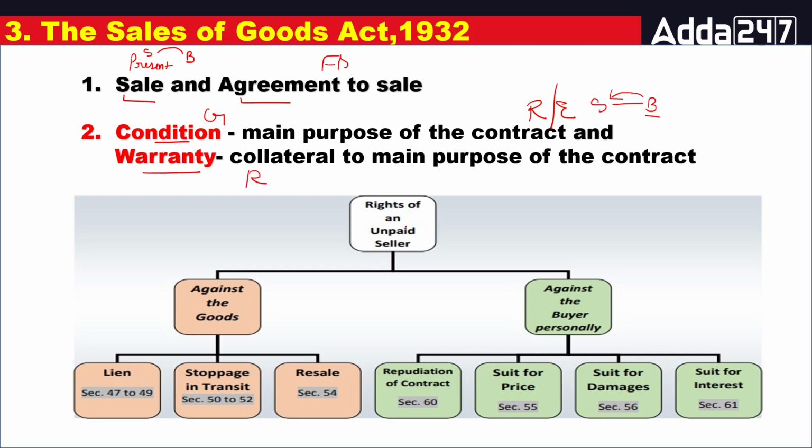Okay. Rights of the unpaid seller. Unpaid seller means the buyer has not given the full price. So the right of an unpaid seller is against the goods or against the buyer. If we talk about against the goods, lien. Lien means the seller can hold the goods till the full payment is done. Suppose the goods are being transferred to the buyer, he will stop it. The seller can also resell the goods. Right against the buyer: he can end the contract.